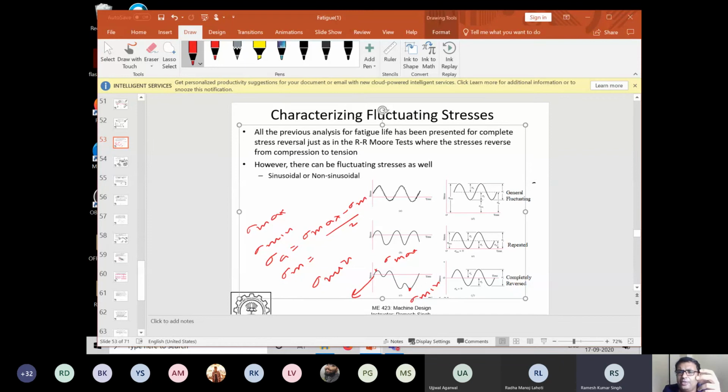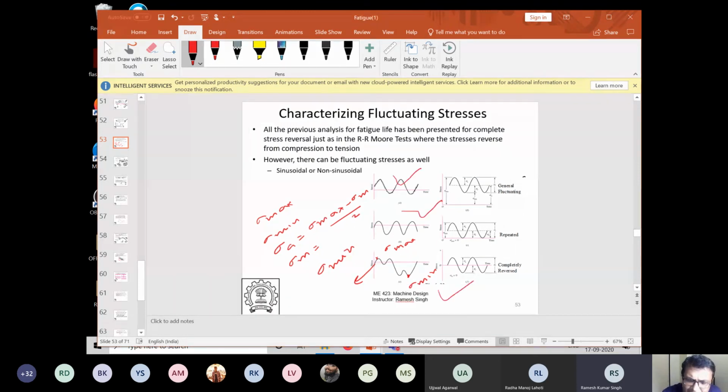But in real life, the loading has different connotations. Your loading can have anything. You can have any sort of loading. You can have loading like this. You can have loading like this. You can have loading like this. So for any loading, I need to be able to characterize the equivalent sigma m and sigma A, so that I can design it, so that I can predict a fatigue life for that.